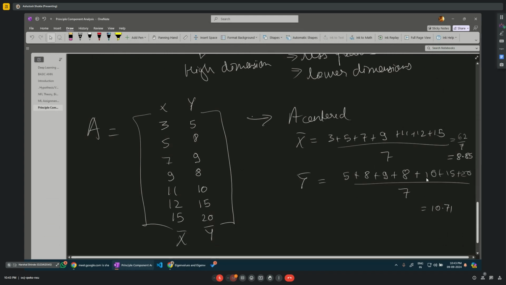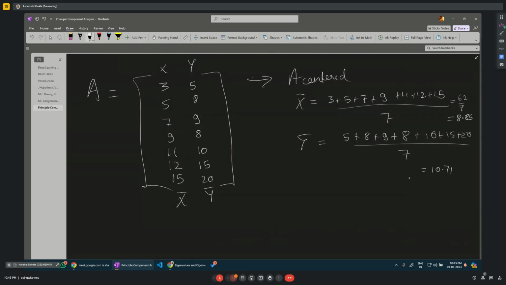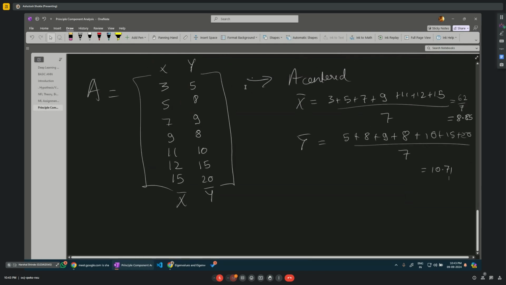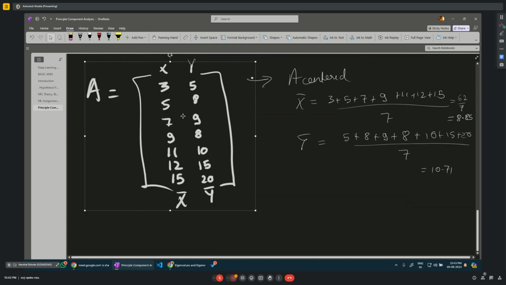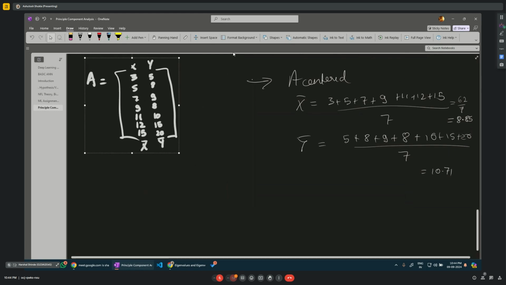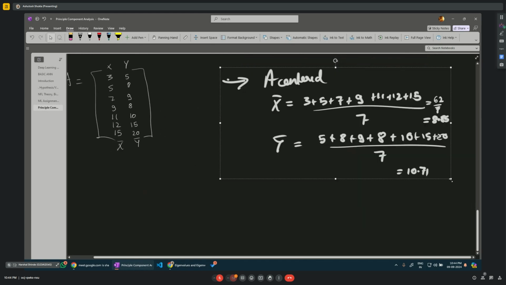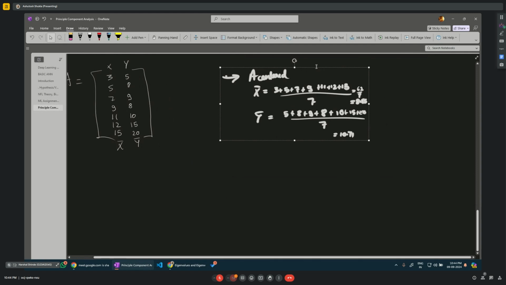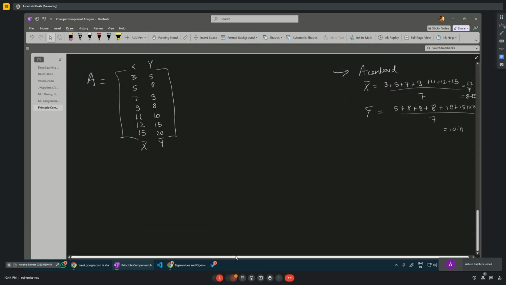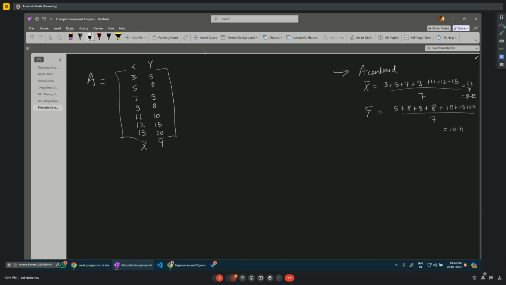Now, how do we center it? With these, all we have to do is x minus x bar and y minus y bar. So let's start doing that. This was 8.85. Okay, how do I make this smaller? Yeah, I can make it smaller just by doing this, and this as well, I guess. Oh, there we go. I guess it was hanging up a little. So 8.85. Let's make A centered.